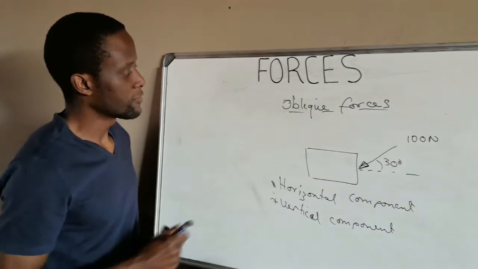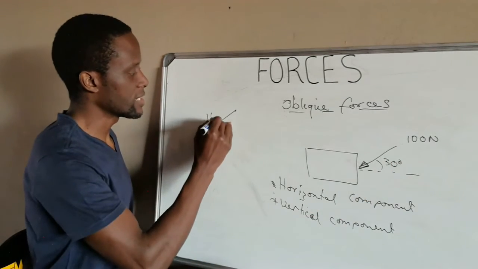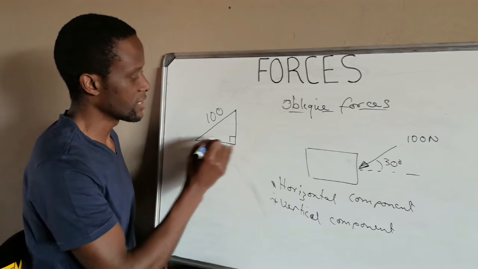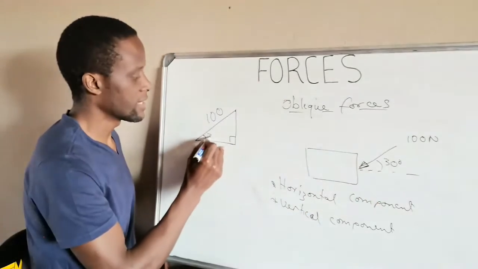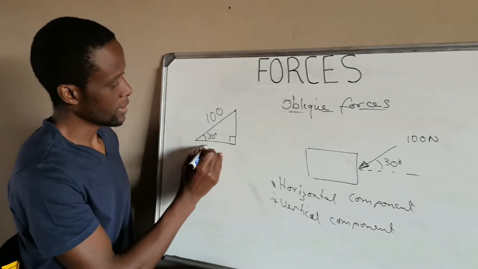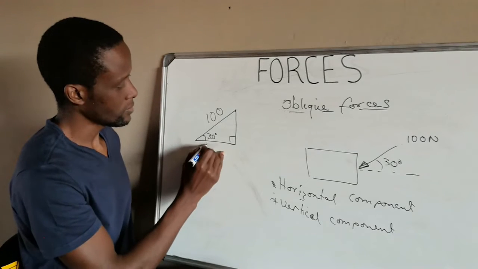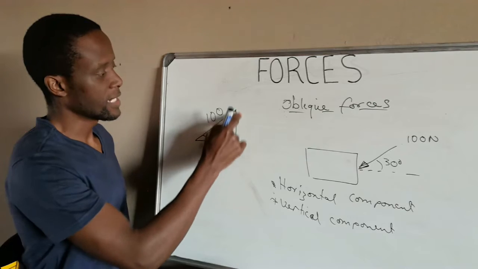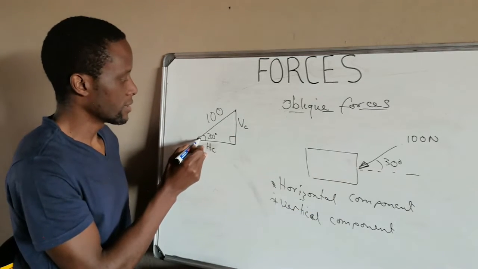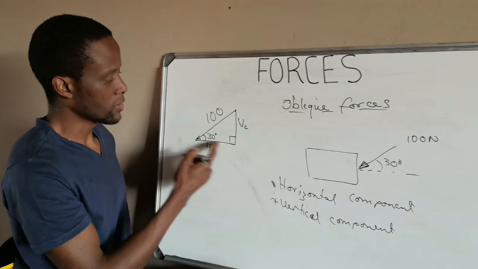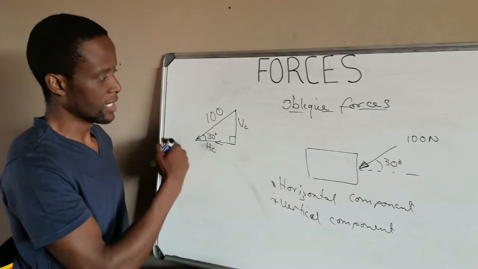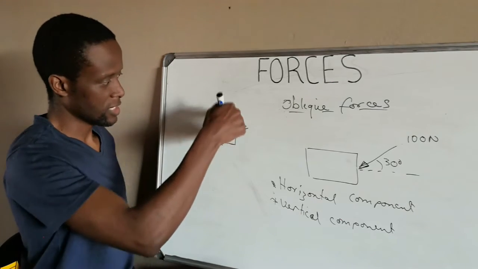Let's say for example that the force, the 100, is our hypotenuse, and we create a 90 degree angle there. Our given angle is 30 degrees. The horizontal component will be this side. The vertical component will be what we have in that direction. The horizontal component is the force pushing to the left. The vertical component is the force that is pushing downwards.